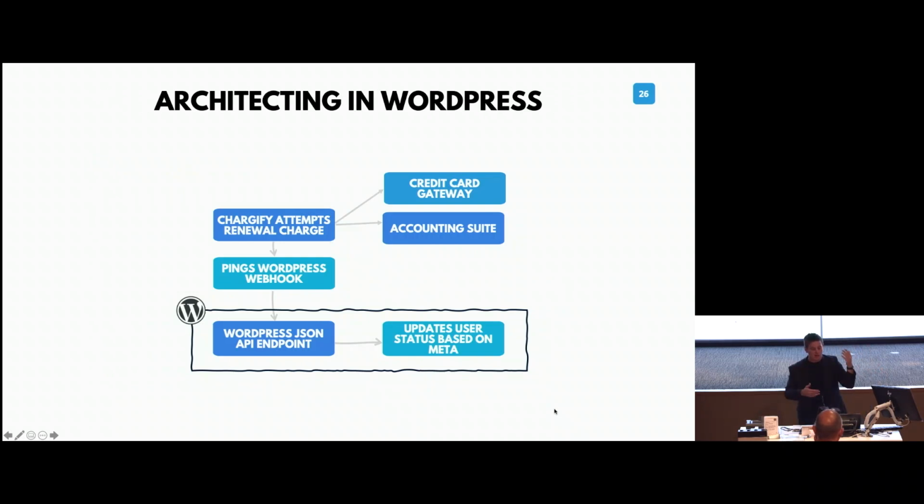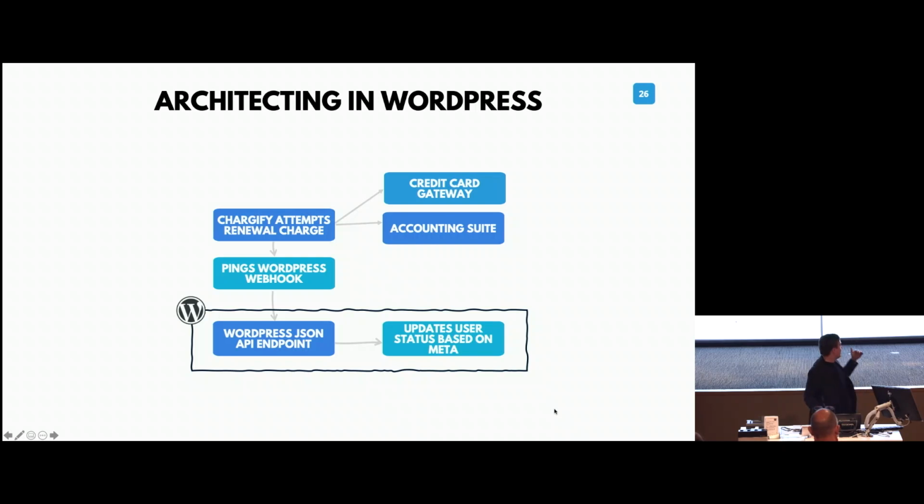It can do every charge it needs to do. If it's good, it will just tell us through a webhook: that person's good, extend them. If not, it'll bring it back and say, turn that user off. We need to figure out why they haven't paid. And Chargify, again, has got great internal tools for managing dunning or failed payments and all that sort of stuff.